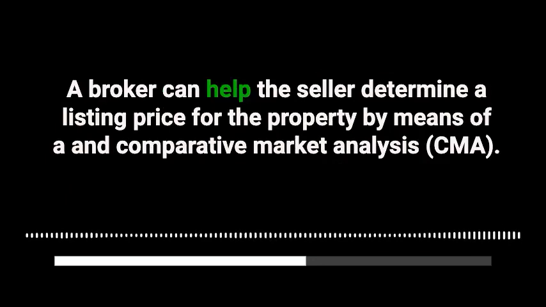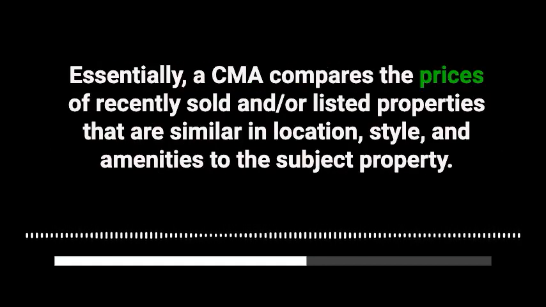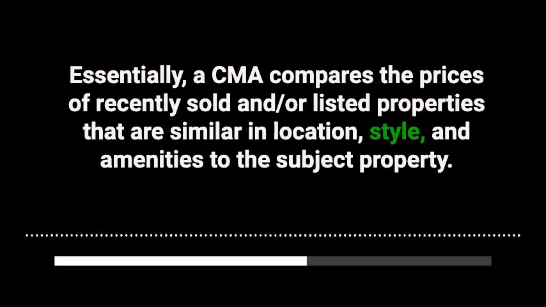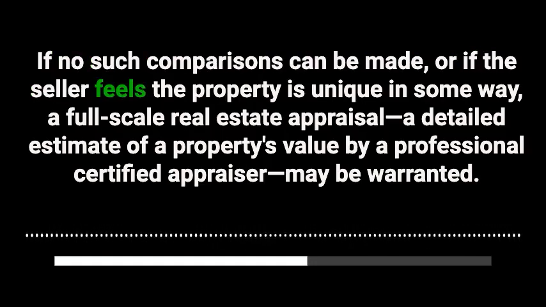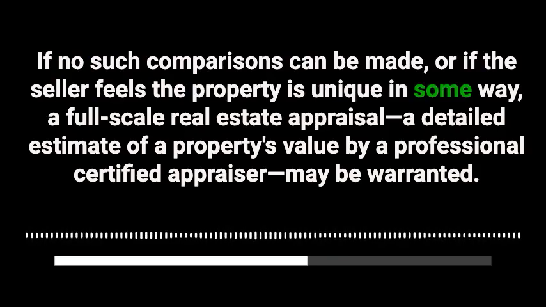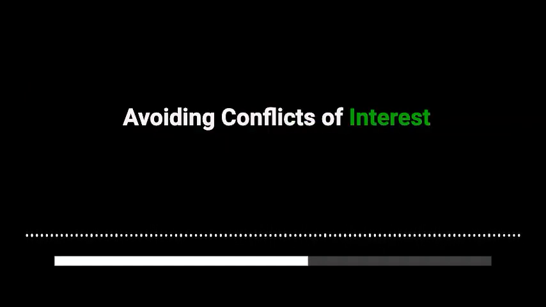A broker can help the seller determine a listing price for the property by means of a comparative market analysis. Essentially, a CMA compares the prices of recently sold and/or listed properties that are similar in location, style, and amenities to the subject property. If no such comparisons can be made, or if the seller feels the property is unique in some way, a full-scale real estate appraisal, a detailed estimate of a property's value by a professional certified appraiser, may be warranted.